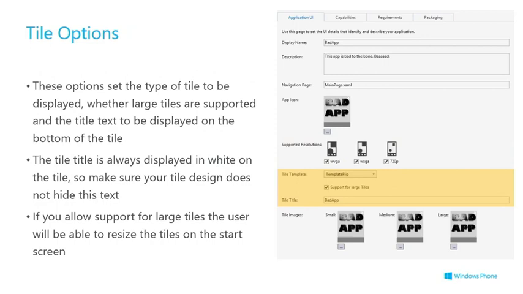This is the default tile options. We looked at this yesterday. One good point there is that the tile title, what gets written onto the tile, is always displayed in white. So you do need to make sure that when you're designing your tile, if it's one of the ones where you're supplying background images, you've got contrast there so you can read that name.